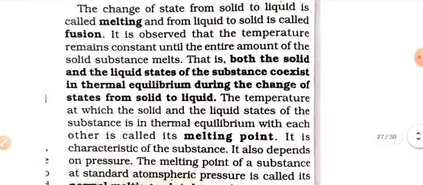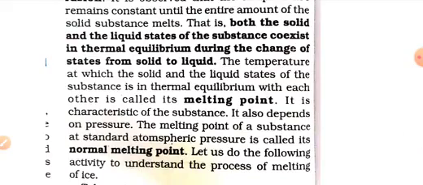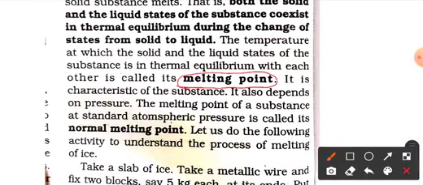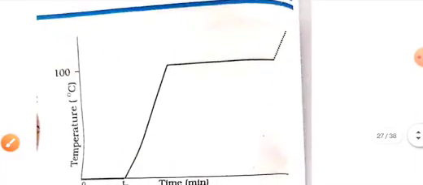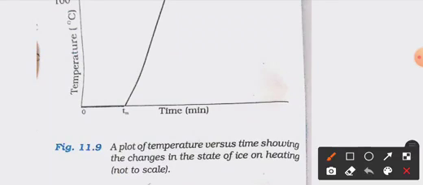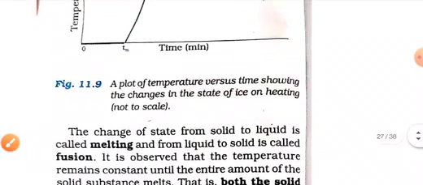The temperature at which the solid and the liquid states of the substance are in thermal equilibrium with each other is called the melting point. At this point the temperature of the liquid and solid is the same, and the liquid is converted into solid or solid is converted into liquid. For water it is 0 degree Celsius. At 0 degree Celsius ice is converted into water and water is converted into ice. So that is the melting point of water.